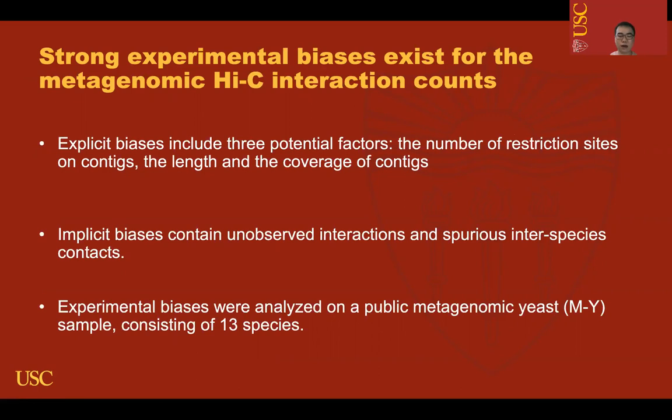Unobserved interactions are chimeric DNA fragments that are missed due to factors such as the mappability of the contigs and constraints on accessibility. Spurious interspecies contacts arise from the ligation of DNA fragments between closely related species and will confound the interpretation of the Hi-C data. As implicit biases are unobservable, it is challenging to detect and correct implicit biases. Then we will validate these two types of biases on a public metagenomic yeast sample consisting of 13 species.